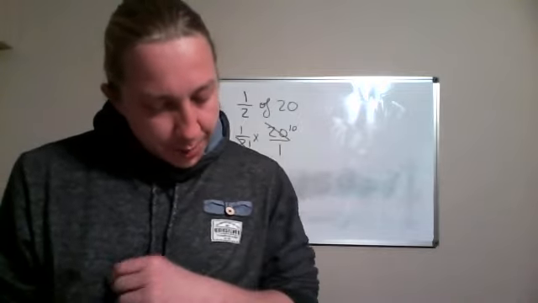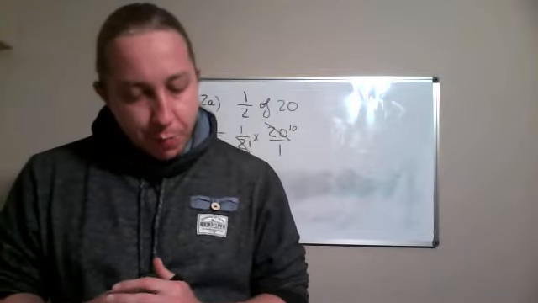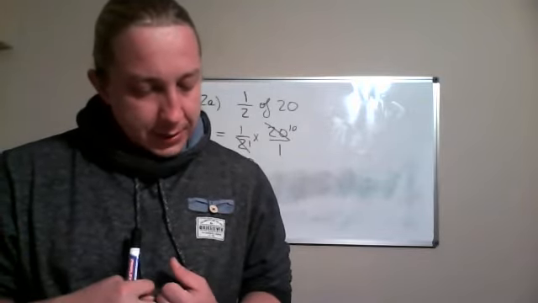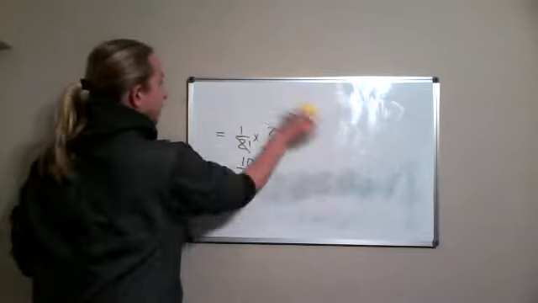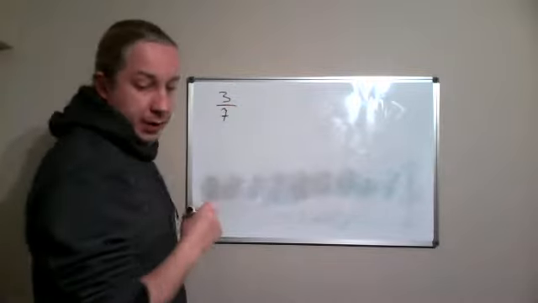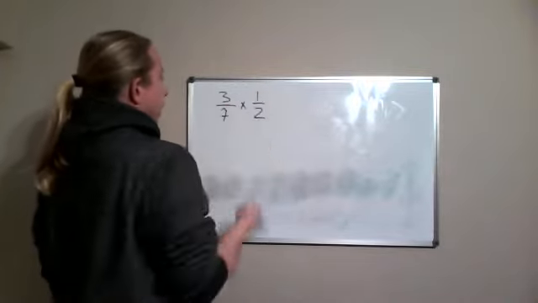Let's look at number 3. Find the value of the following product and simplify if possible. All right, so here there's 2 steps. We're going to find the product and see if we can simplify. All right, let's do the first one. So 3a. Okay, we have 3 over 7 multiplied by a half.